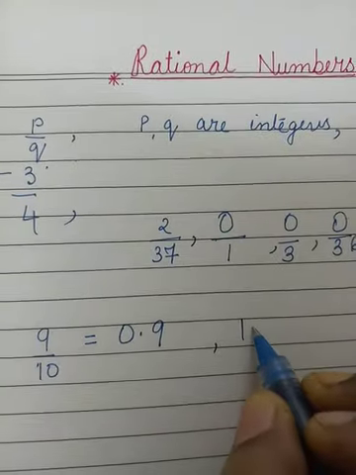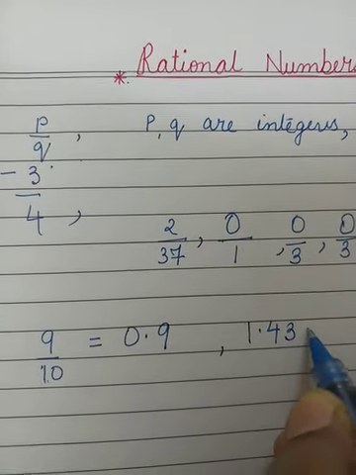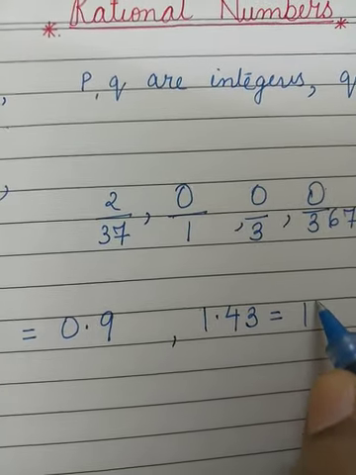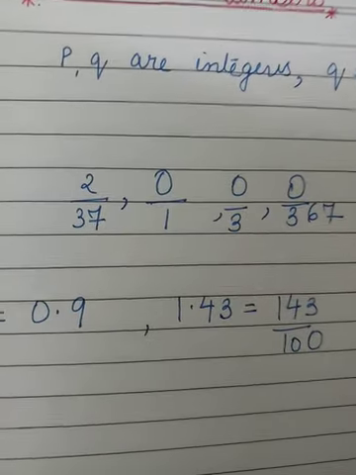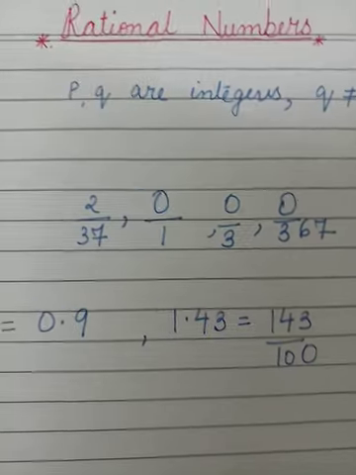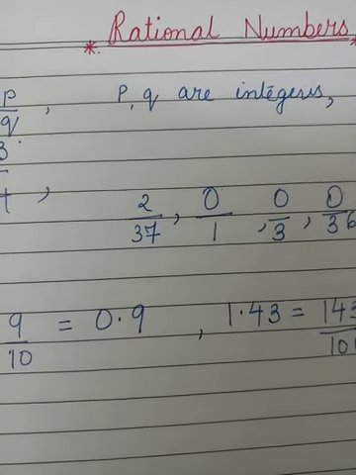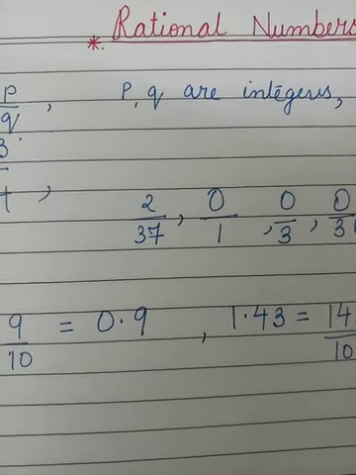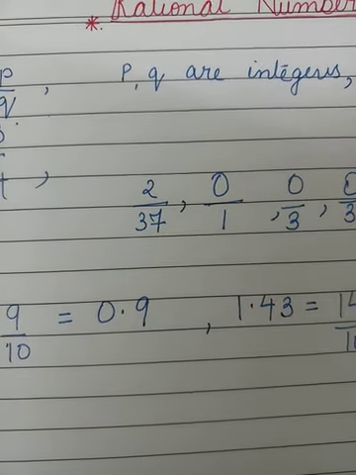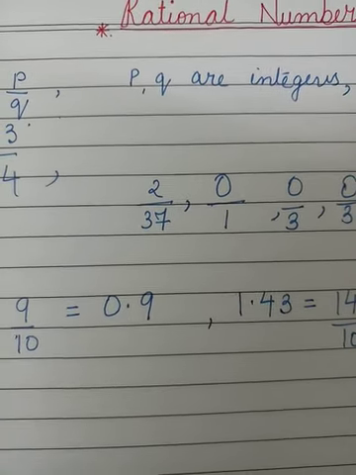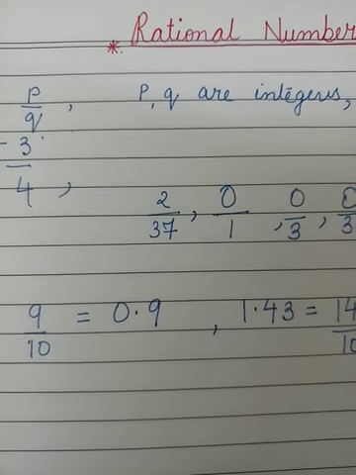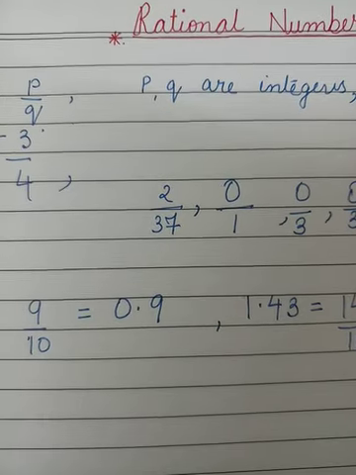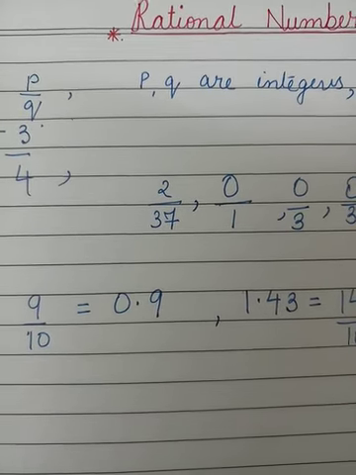You can take 1.43. 1.43 can be replaced by 143 upon 100. Therefore, it is a rational number. So, remember children, 0 is a rational number. Every fraction is also a rational number. Every terminating decimal is a rational number. Every non-terminating and repeating decimal is a rational number.